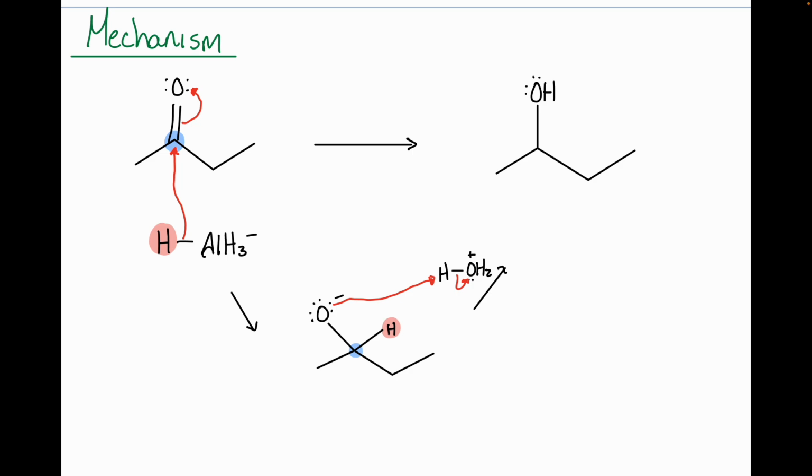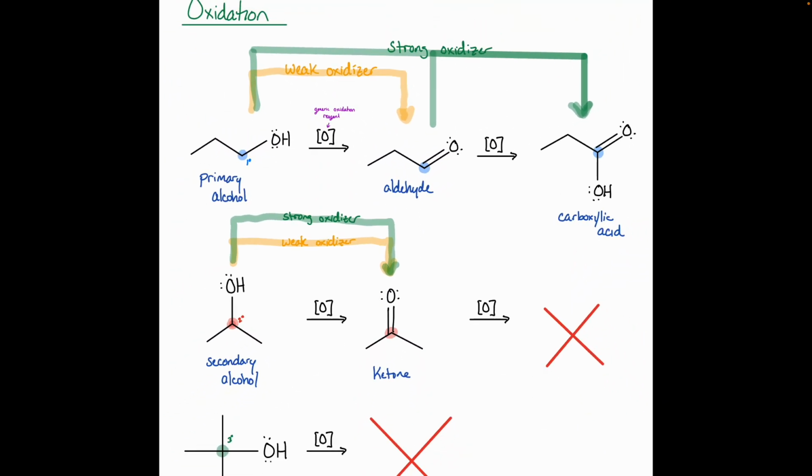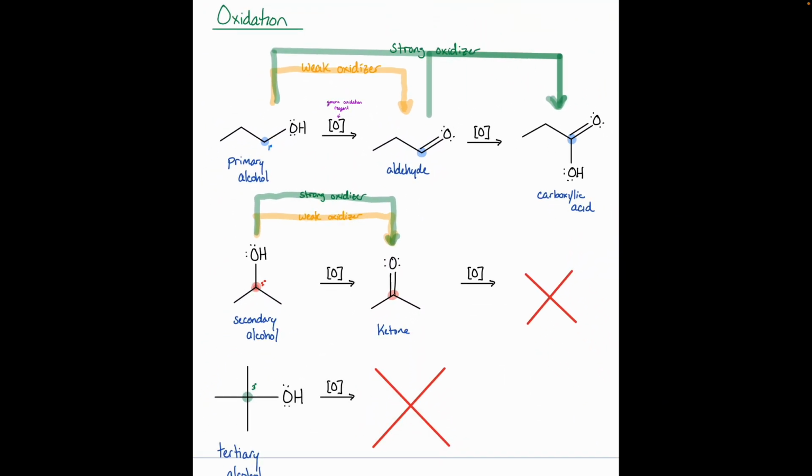All right, so we can reduce aldehydes or ketones to create alcohols using one of our reducing reagents. We also can oxidize alcohols to create aldehydes or ketones. We can also use a strong oxidizer on a primary alcohol to fully oxidize it all the way to a carboxylic acid.